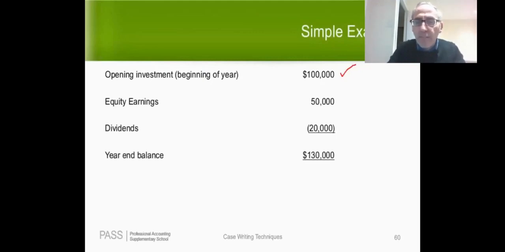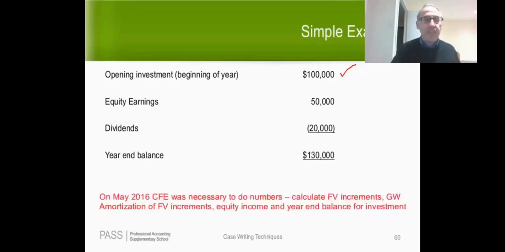If we keep doing this every period, then over time, what we're really doing is, let's say over 5 years, we'll be adding the cumulative income over the 5 years, and we'll be subtracting the cumulative dividends. If we keep doing this every year, then over time, we've added the cumulative income, we've subtracted the cumulative dividends. That is how we deal with the equity method for balance sheet purposes.